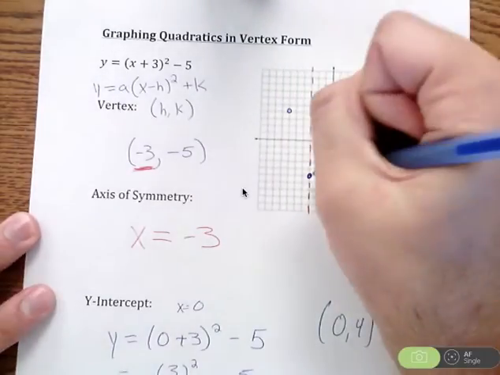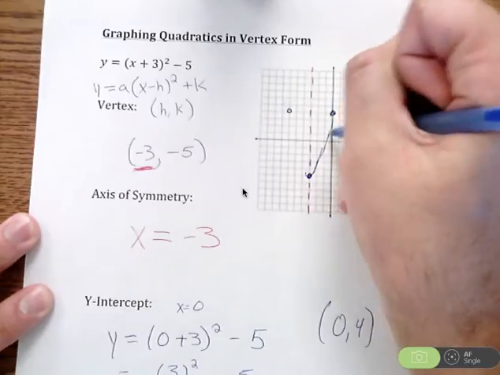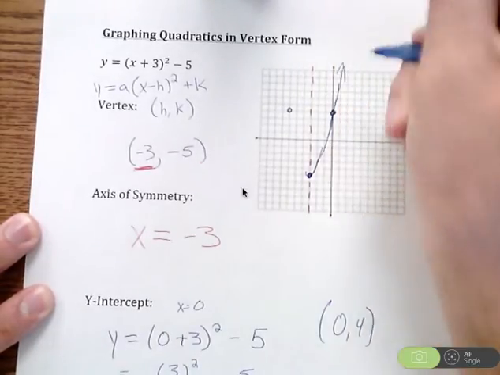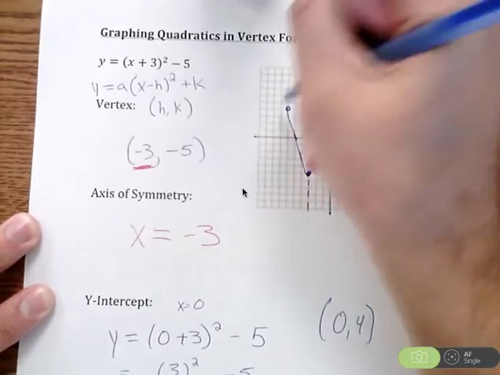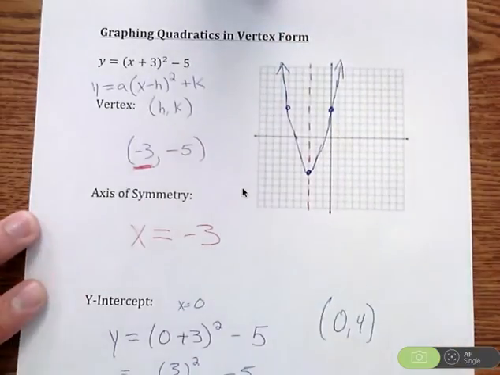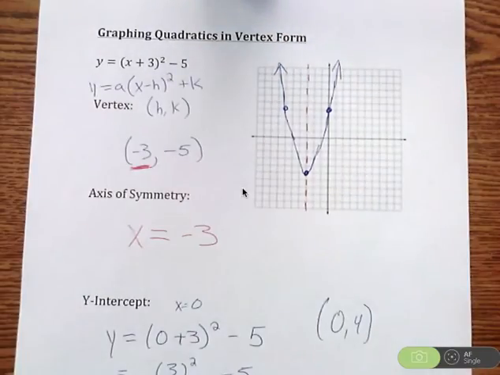The last step here is I'm just going to draw in my parabola with arrows on the end. And that is graphing a quadratic in vertex form.